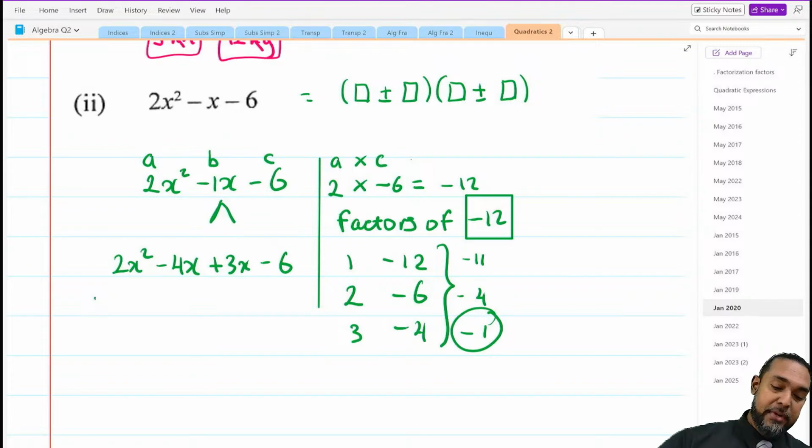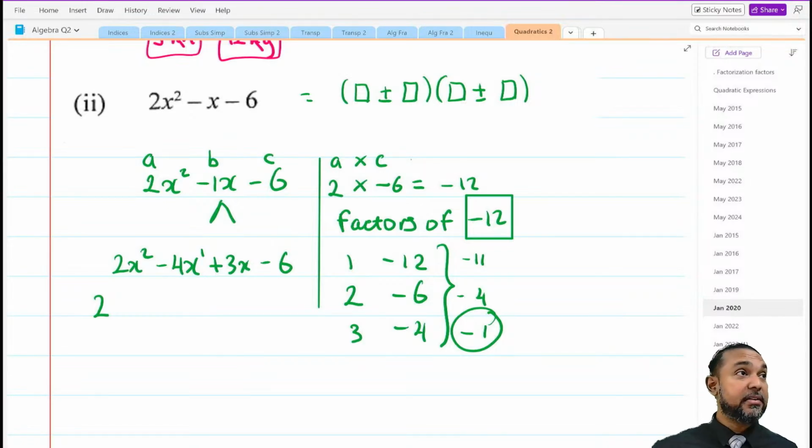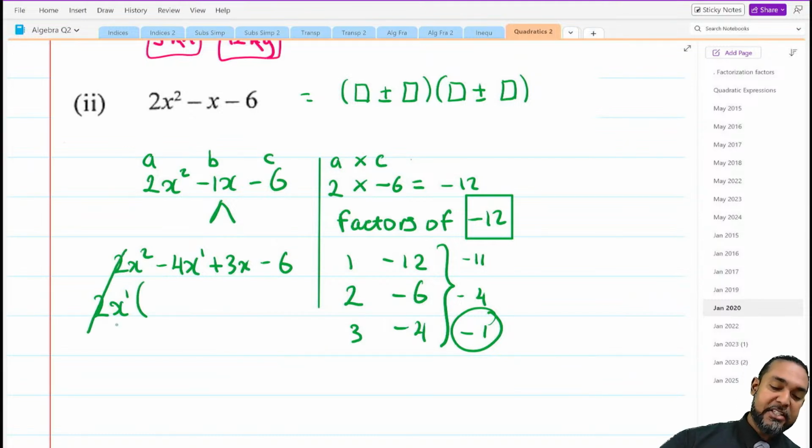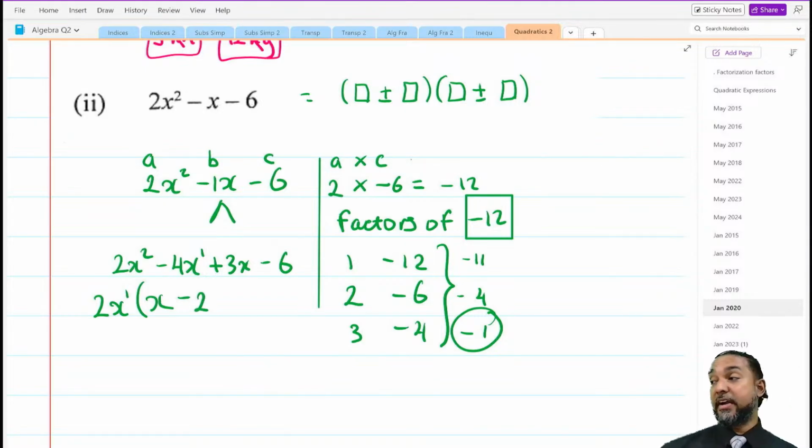So between 2x squared and 4x, so between 2 and 4, what's the highest common factor? 2. Between x squared and x, what power is this x understood as being raised to? 1, right? And the highest common factor is always the lowest power. So we pull out x to the 1. So when we divide, 2 divided by 2 is 1, and x squared divided by x will give us back x. When we divide this by 2x now, 4 divided by 2 will give us back 2, and x divided by x is 1. Right.